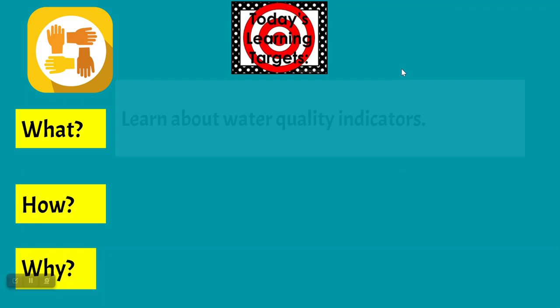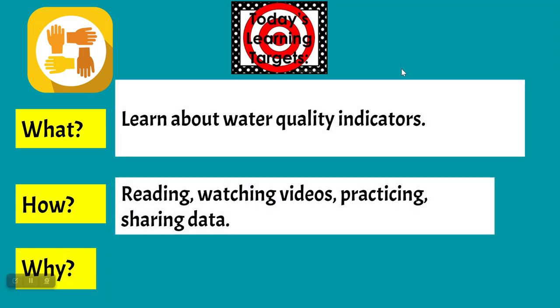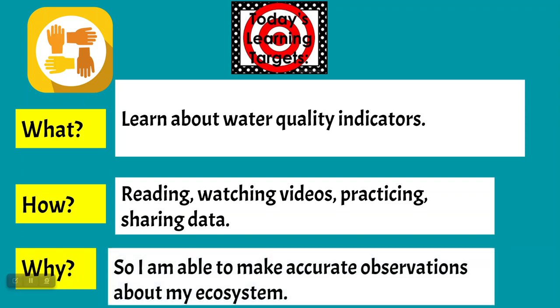All right, our learning targets today, we're going to learn about water quality indicators. How are we going to do it? By reading and watching videos, by practicing, and by sharing data. So we are collaborating. And then why are we doing it? It's so that I am able to make accurate observations about my ecosystem. Each one of you will be able to make observations and then hopefully, eventually, make changes to keep your ecosystem healthy.